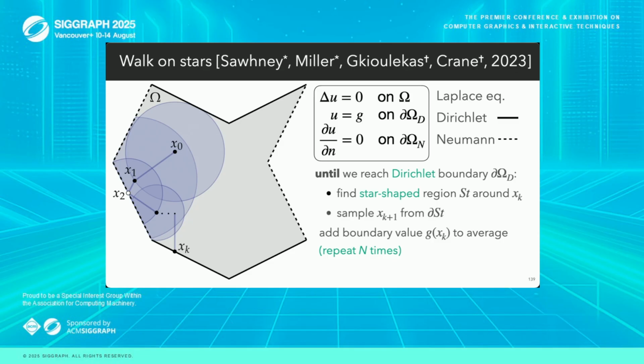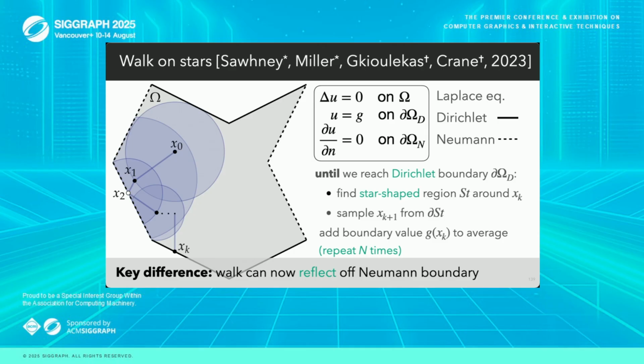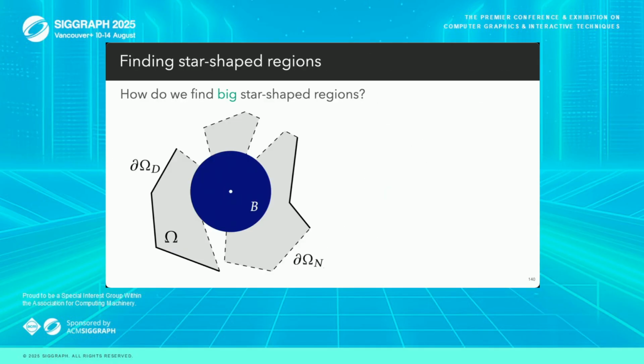So the key difference to walk-on-spheres, as you can see in this picture, is that our random walks now reflect off of the Neumann parts of the boundary. So we're back to capturing the behavior that we wanted at the beginning of this section, but now we're doing it in a way where we preserve all the benefits of walk-on-spheres. The final question is, how do we actually compute these star-shaped regions, which will allow us to take large steps? This turns out to be easy to answer as well.